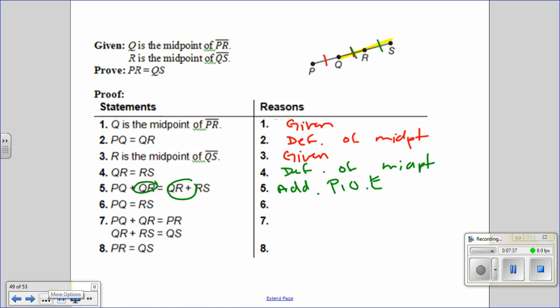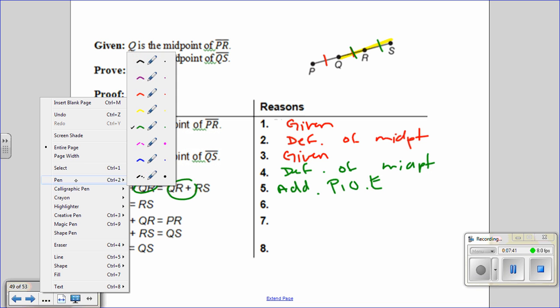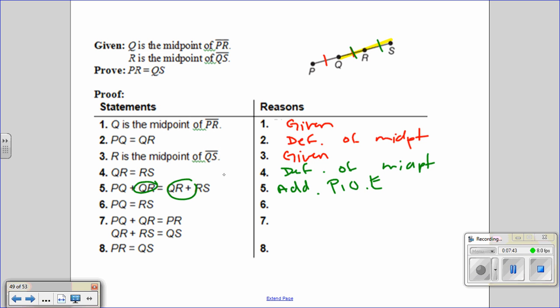And then when you look at statement 5, since QR is repeating itself, you can essentially cancel it out and simply merge the two ends of the equation together, PQ and RS. So when you cut out the middleman that repeats, you're using the transitive property.